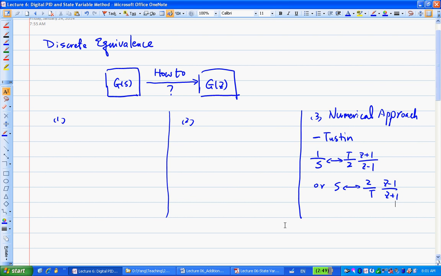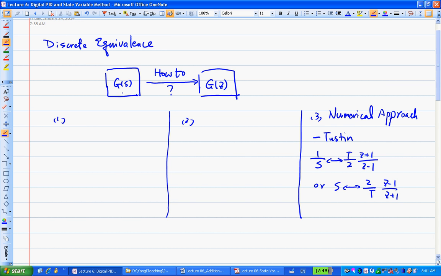Okay, so just a quick review of the discrete equivalence. The objective, or the whole idea, is: given a continuous block, how do we approximate that? Or even better, not approximate, but exactly convert it into a block of G of z, so that G of z will try to retain the same kind of dynamics or characteristics of this continuous block.